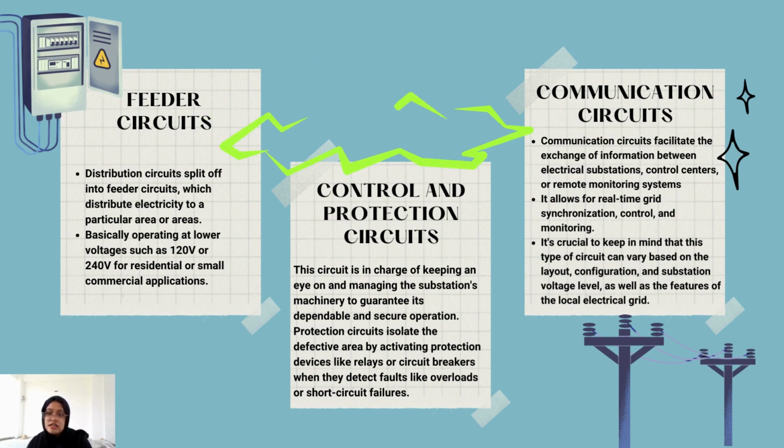So the next one is control and protection circuits. This circuit manages the substation's machinery to guarantee its dependable and secure operation. The protection circuit isolates the defective area by activating protection devices such as relays or circuit breakers when they detect faults like overload or short circuit failures.